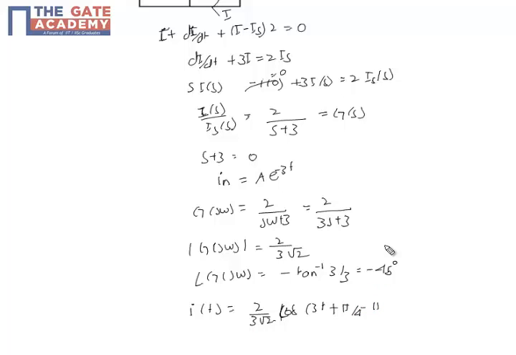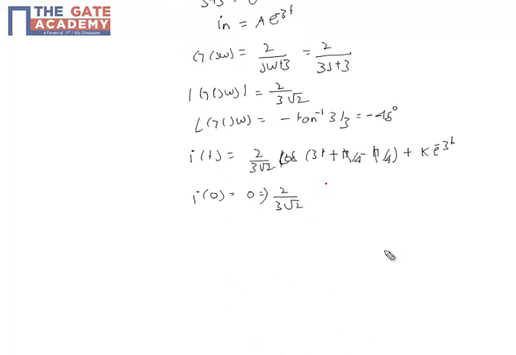That is the phase of the transfer function at this frequency, plus the natural part k into e power minus 3t. Now I know that the initial current I of 0 is equal to 0, as a result of which 2 by 3 root 2 into 1 plus k is equal to 0. So k I will get as minus root 2 by 3. So I of t, the complete response, is root 2 by 3 into cos 3t minus e power minus 3t.